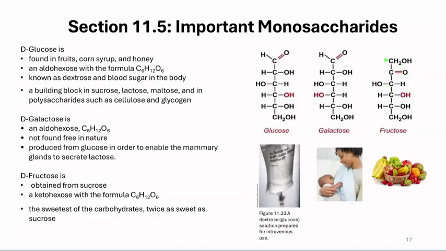And it has 1, 2, 3, 4, 5, 6 carbons. So it is still a hexose. Interestingly, out of the monosaccharides, fructose is actually the sweetest carbohydrate. It is known that it is almost twice as sweet as sucrose, which is a disaccharide.